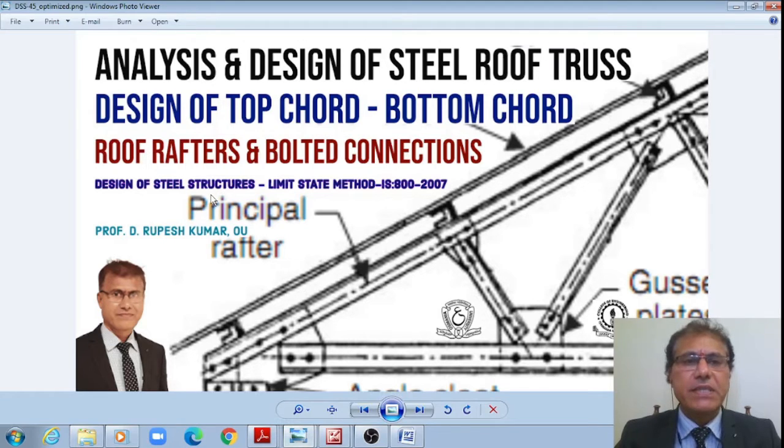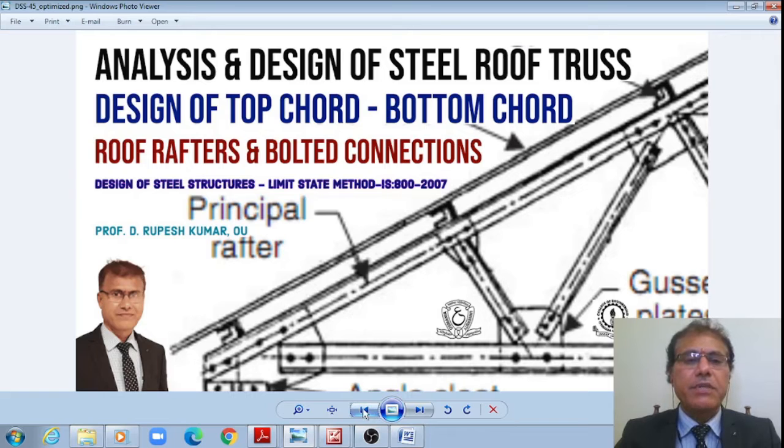In today's class we shall see the analysis and design of steel roof trusses, wherein we will try to see the design of the top chord member as well as the bottom chord member. The top chord member is sometimes called the roof rafter or principal rafter, and that is a prime compression member, and the bottom chord is sometimes called the main tie.